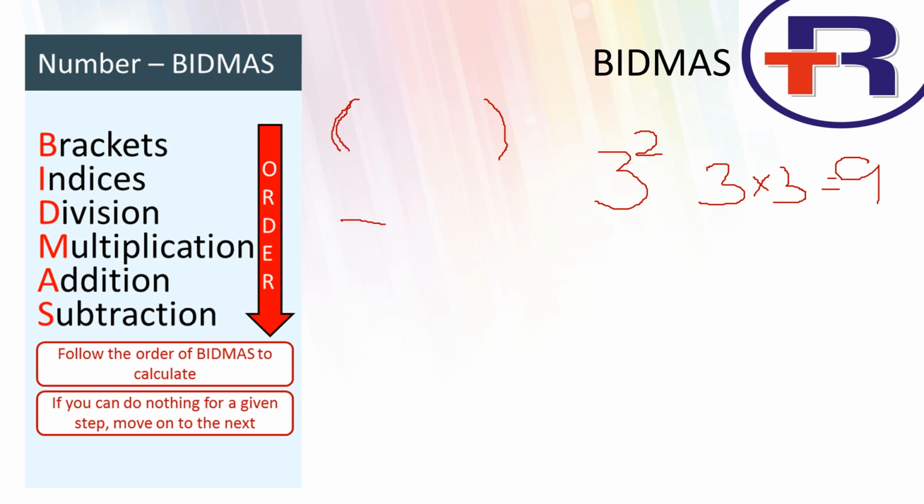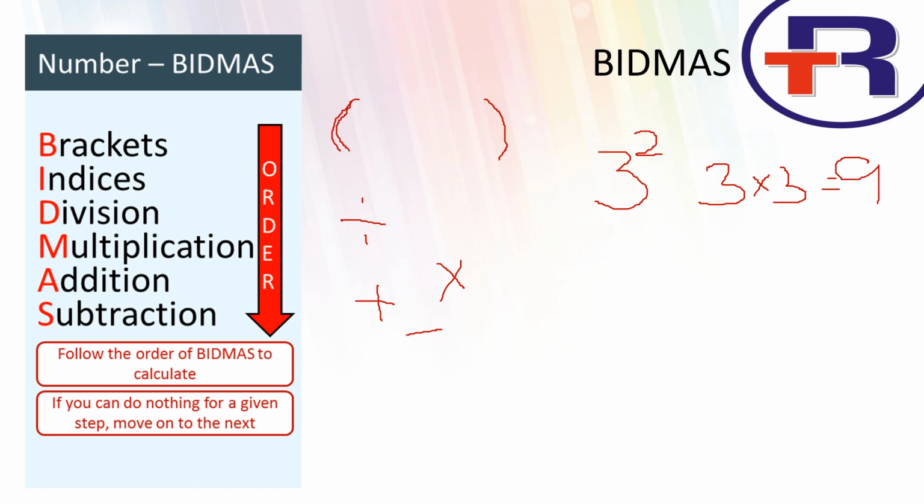Division, multiplication. Division and multiplication are the complete opposites of each other. So sometimes we have to be able to do the multiplication before we can do the division. Because we can remember we can only divide one number by one number. We can't divide one number by two numbers. Addition and subtraction. And again, those are opposites of each other.